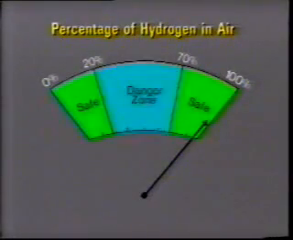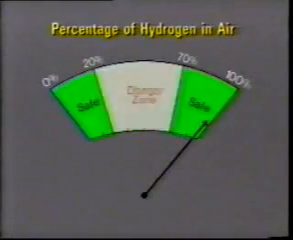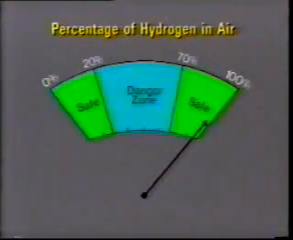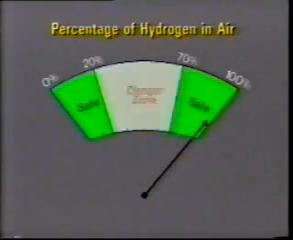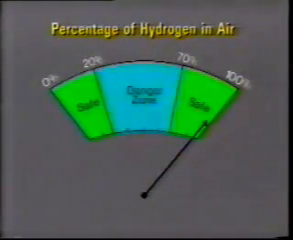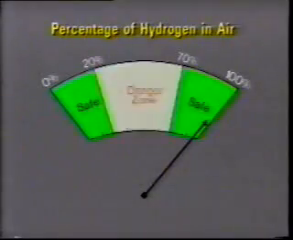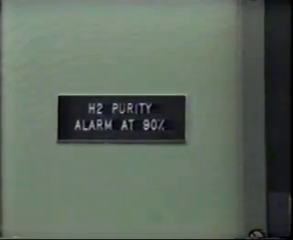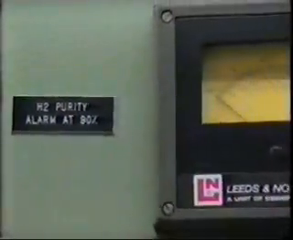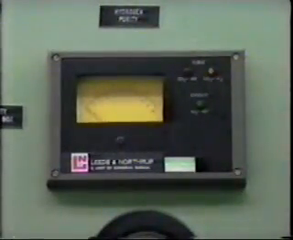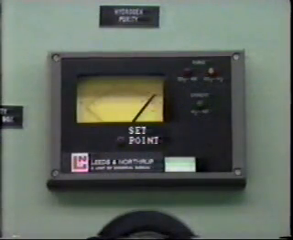The danger area for an explosive mixture is within the range of 20 to 70% hydrogen in air. For this reason, it is extremely important to maintain the purity of hydrogen inside the generator. Ideally, the hydrogen purity should be above 97%. Purity is continuously monitored and indicated and alarmed if the level falls below the set point.